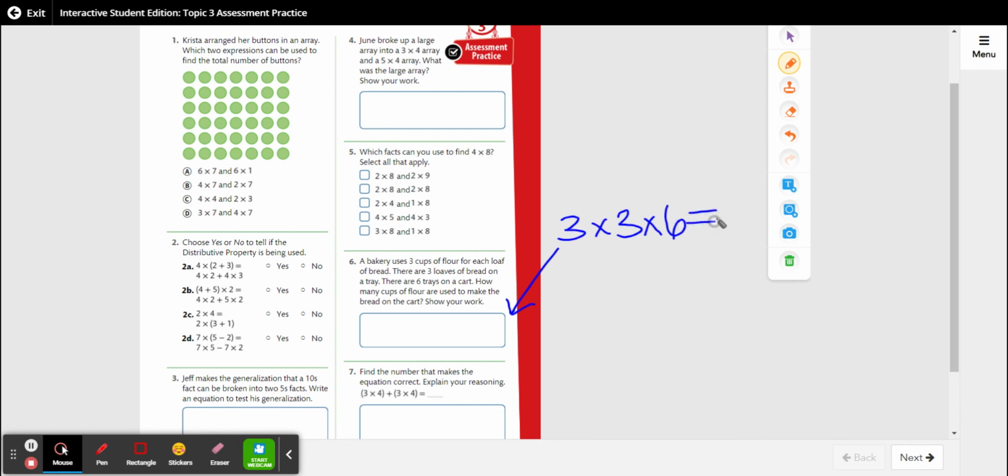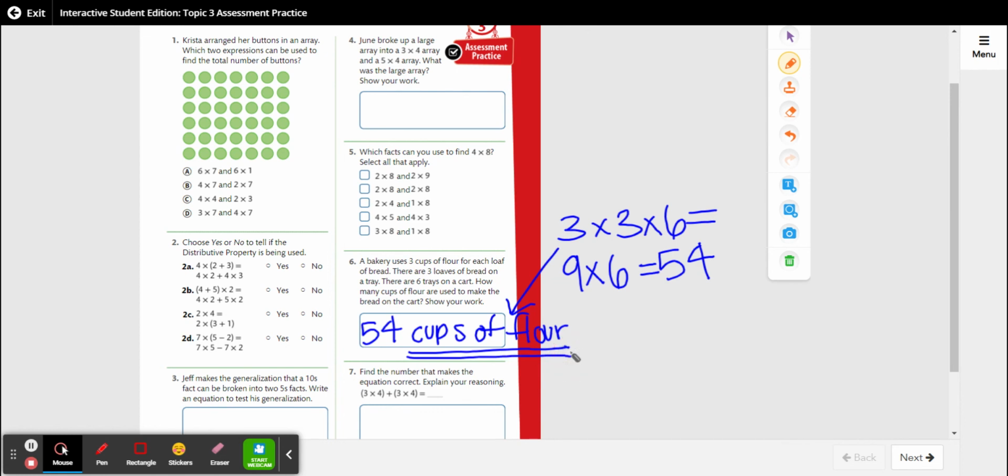That is the same as 9 times 6. And 9 times 6 is equal to 54. So the answer would be 54 cups of flour. And that's important that you include the unit in your answer. You must include the unit in your answer.